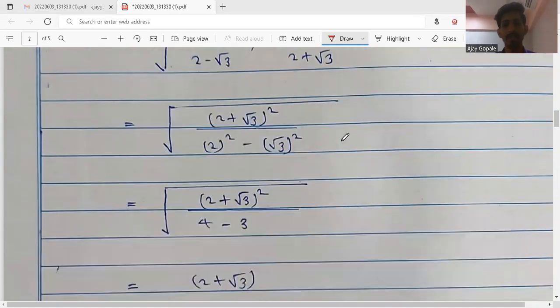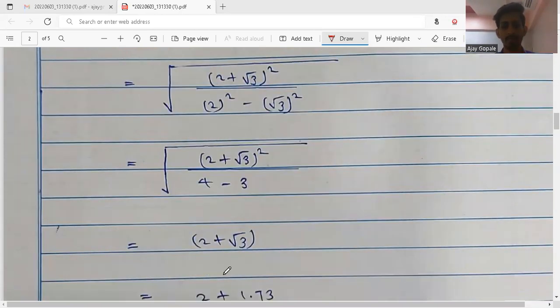In next step, डिनोमिनेटर को पहले सॉल्व किया, 2 का स्क्वायर 4, रूट 3 का स्क्वायर 3, root and square gets cancelled, so what remains over here is 4 minus 3, that gives you 1. In next step, upon 1 नहीं लिखा फिर भी चलेगा, then we have taken square root, this square root and square will get cancelled, so what remains over here is 2 plus root 3 upon 1.